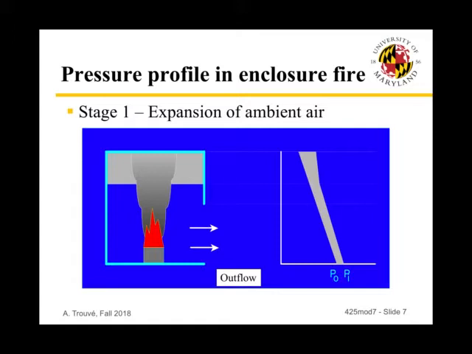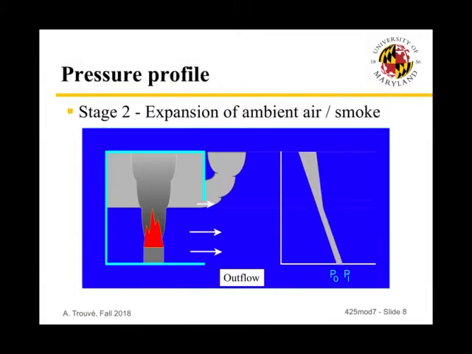All right, so in this stage 1 development of the fire, this early phase of the fire, the pressure inside the fire room is higher than the pressure outside, and we get outflow of fresh air through the open vent. Then we move on to stage 2.